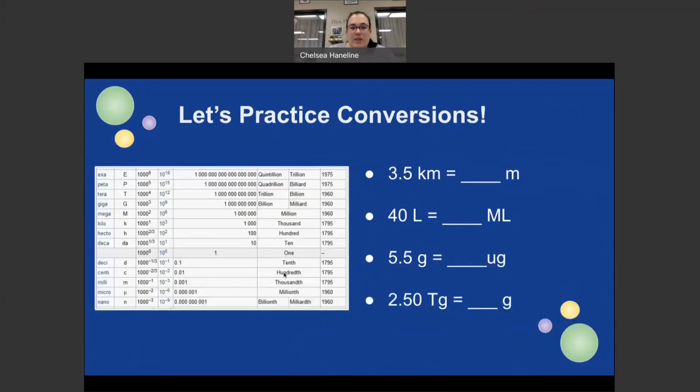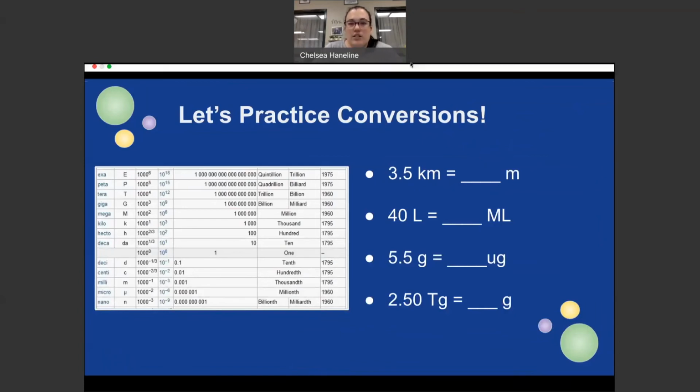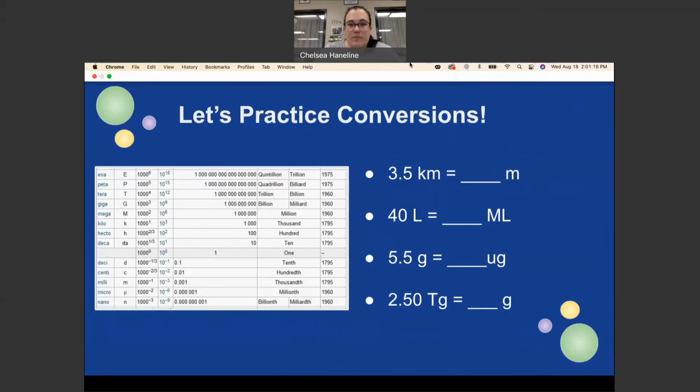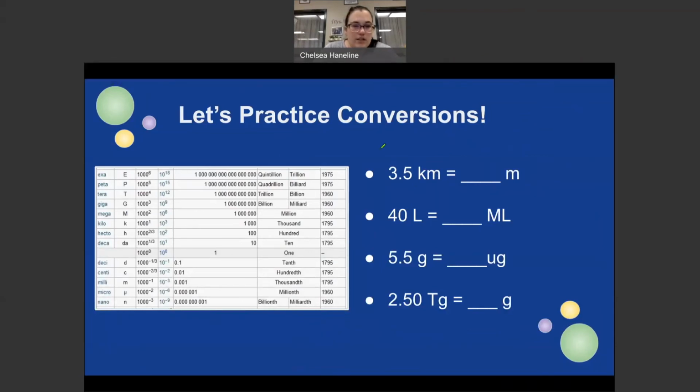So let's look at a few examples other than what I did. 3.5 kilometers is how many meters? Let me get my annotate tool out here. If we have 3.5 kilometers, now we need kilometers to cancel, so we need kilometers on the bottom, and we need meters on the top to get our answer.